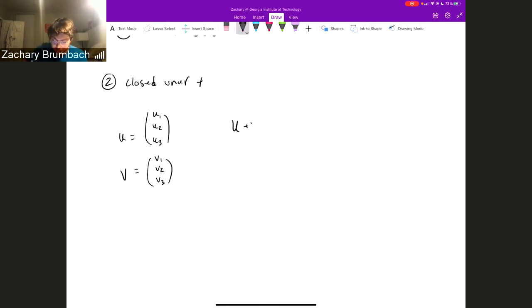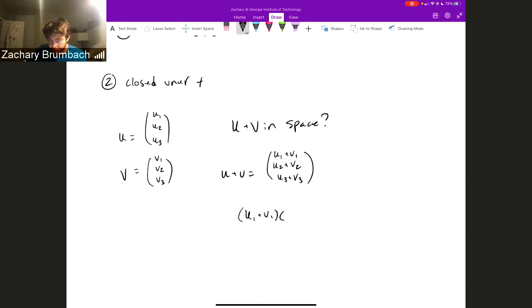So we're trying to see if u plus v is in our space. Okay, so u plus v, we add them component-wise. So u1 plus v1, u2 plus v2, and then u3 plus v3. What we're trying to see is now, after we've added, does u1 plus v1 times u2 plus v2, is this greater than or equal to 0?